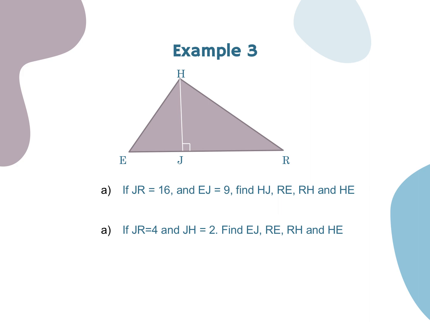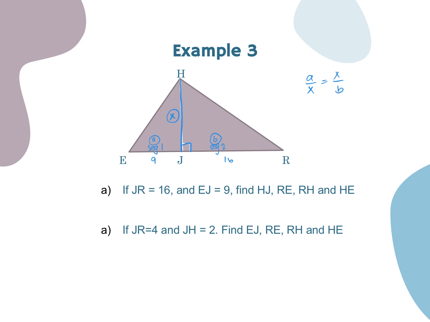So it says here, if JR is equal to 16 and EJ is equal to 9, find HJ. Then it wants us to find RE, RH, and HE. But right now, we're just going to focus on this. We have our original triangle, we have our altitude here, and we know that this geometric mean, this is segment 1, which is our A value, and this is segment 2, which is our B value. And so we know that the formula for this is A over X equals X over B.